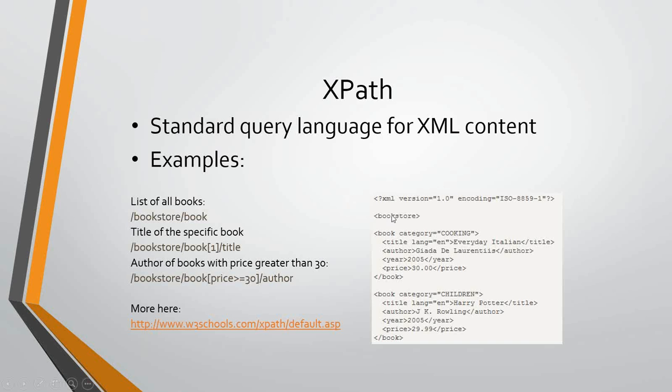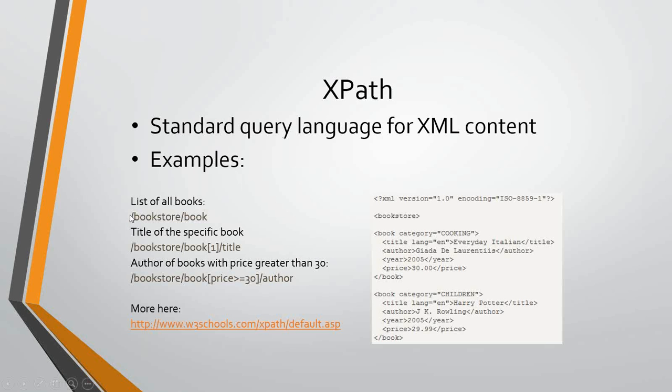For example, we have a bookstore node here. Inside the bookstore, we have multiple books. Each book has an attribute which is category. Then there are some elements: title, author, year, and price. And we can query this information based on XPath.